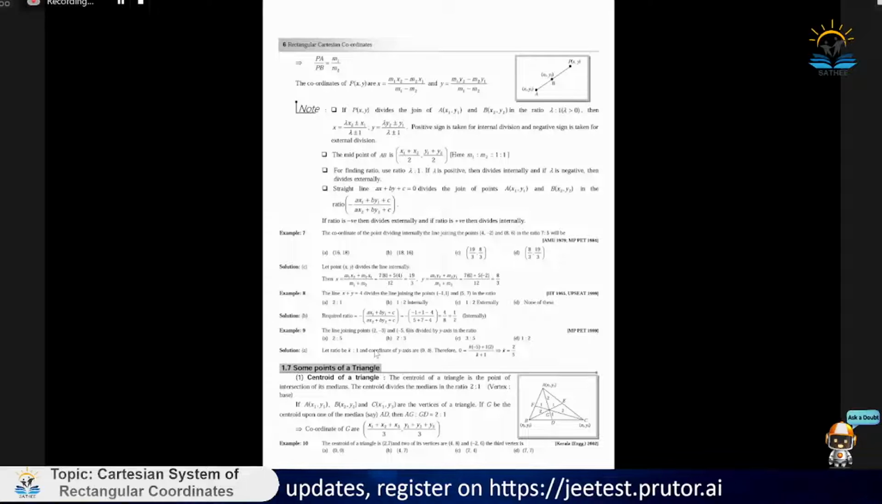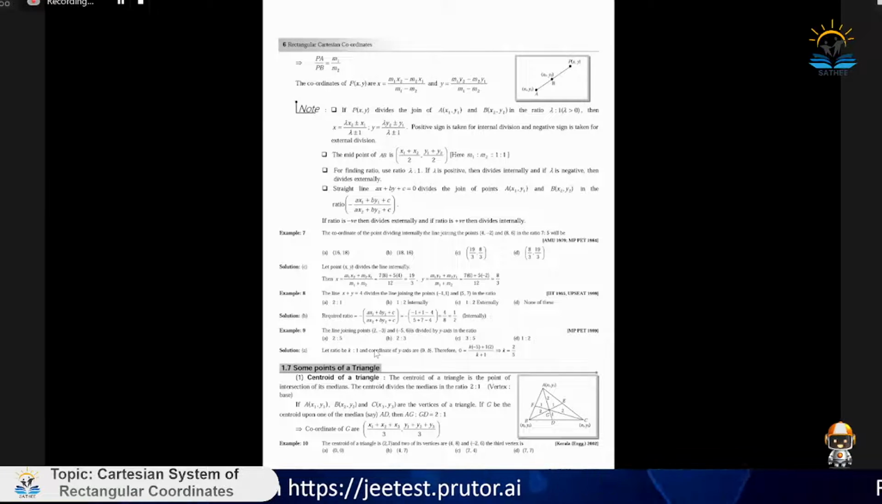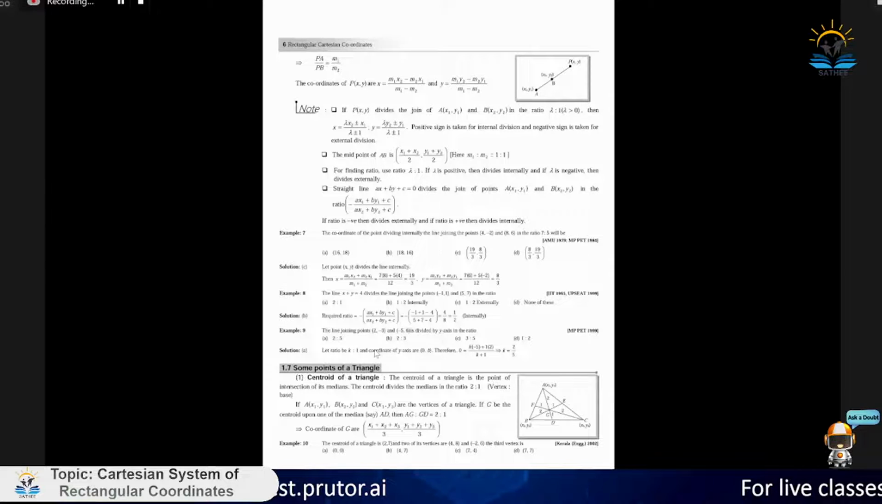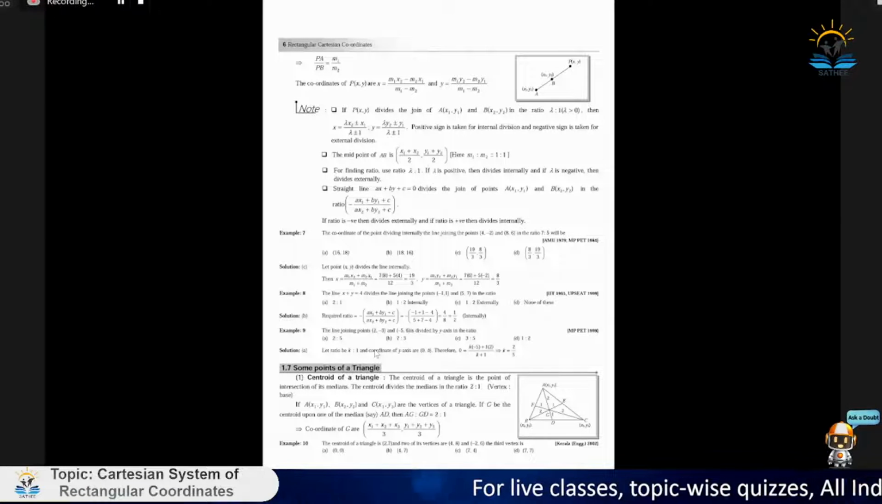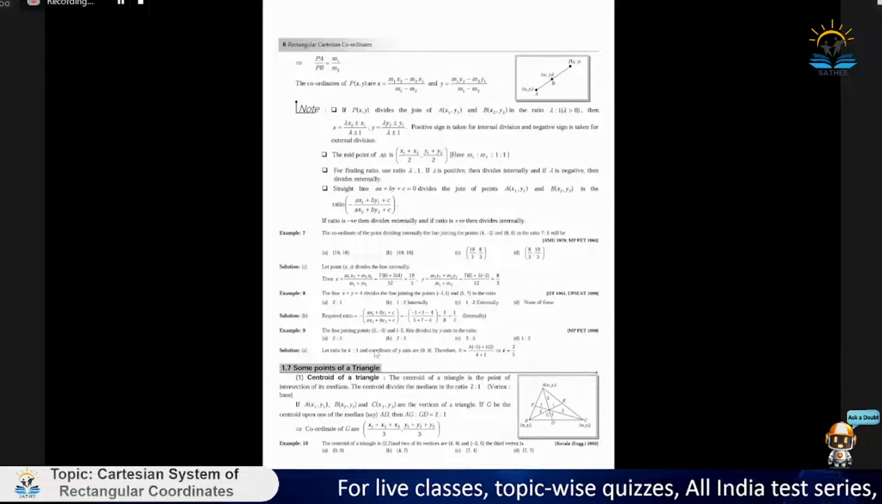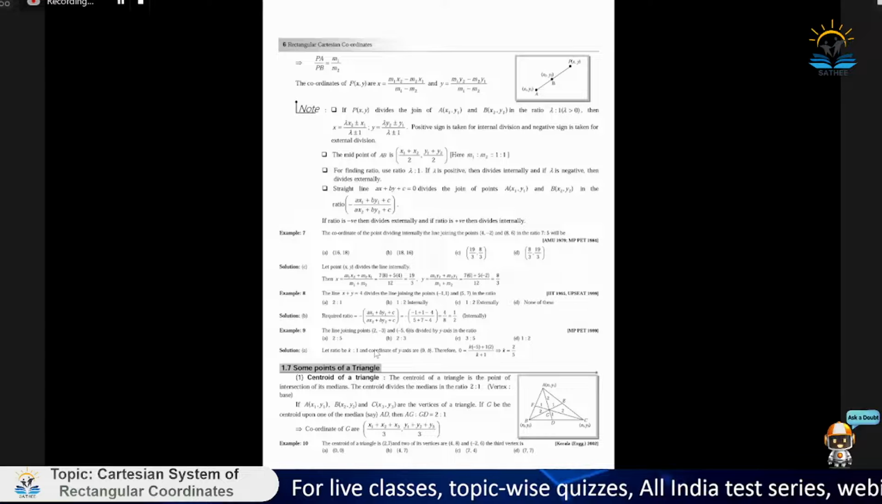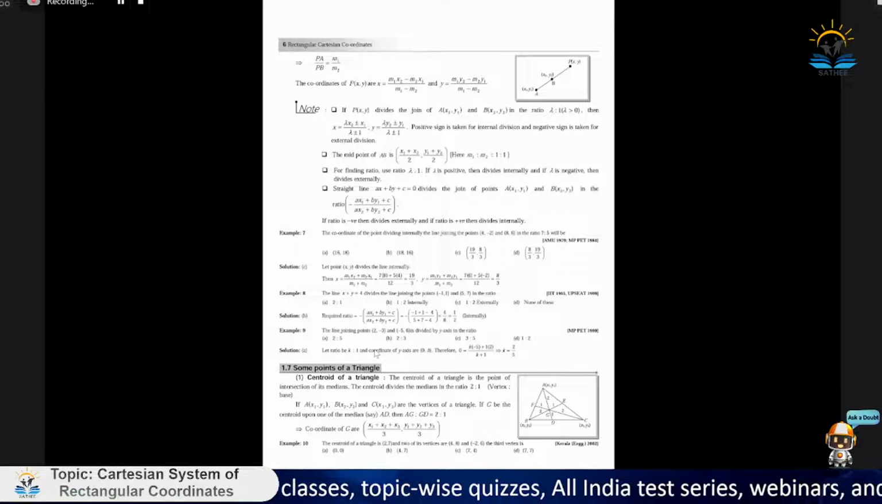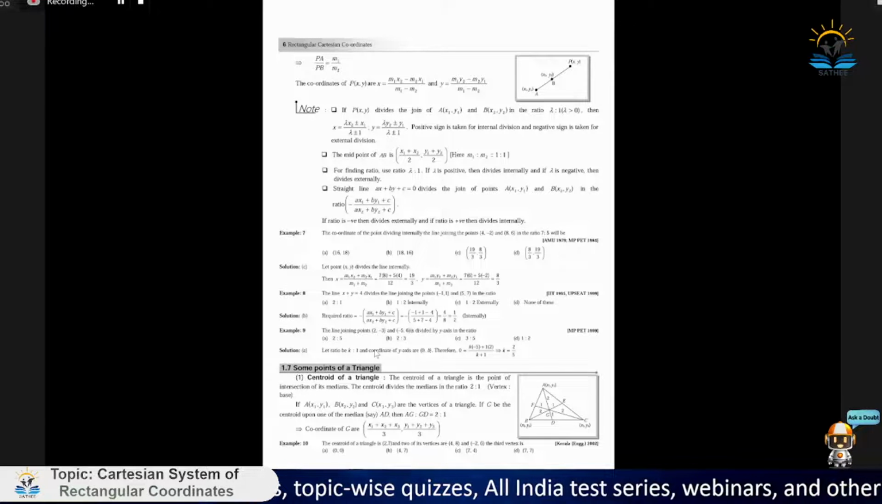And if you want to find the midpoint, which is nothing but (x1 plus x2) by 2 and (y1 plus y2) by 2, here m1 is to m2 is 1 is to 1. And when the lambda is negative: if the question mentions that it is dividing internally and you want the ratio, but when you solve the question you get lambda as negative, that means the point is dividing it externally. In that way, you can ensure what is happening there.